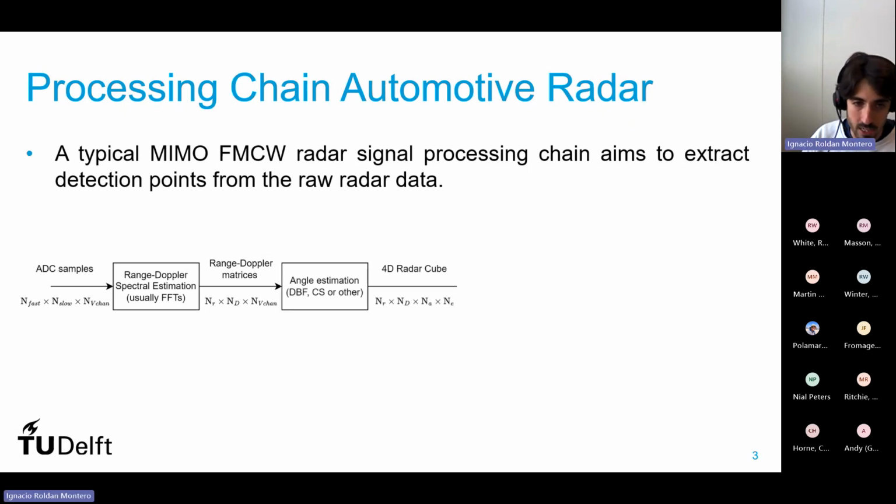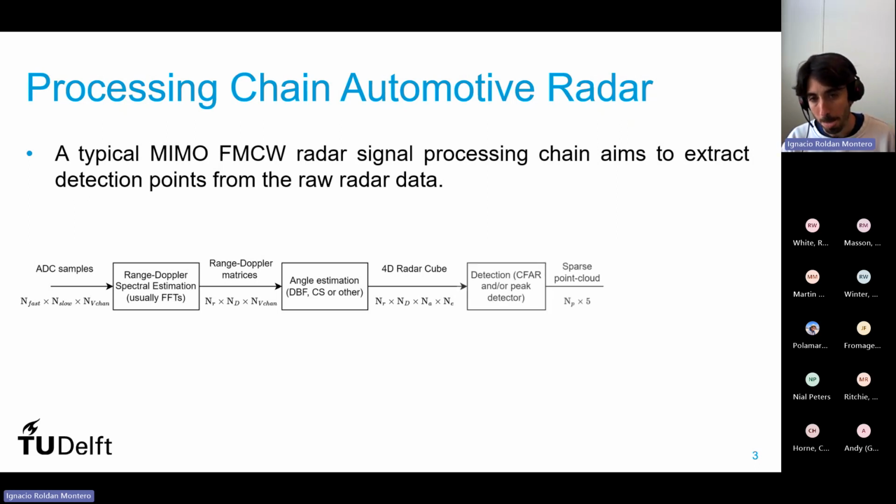And then you can do some angle estimation. You can do digital beamforming using Fourier transforms to make it fast. You can use compressive sensing. There are other subspace methods, MUSIC, for example. So you do some kind of angle estimation. And then you have the 4D radar cube, where all the dimensions have already been estimated: range, Doppler, azimuth, and elevation. Then you have a detection stage, which in automotive radar is usually a window-based CFAR detection.